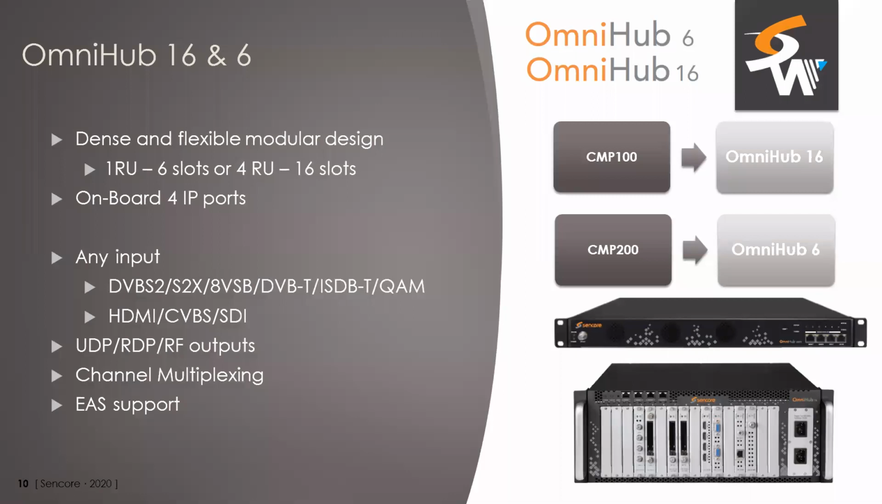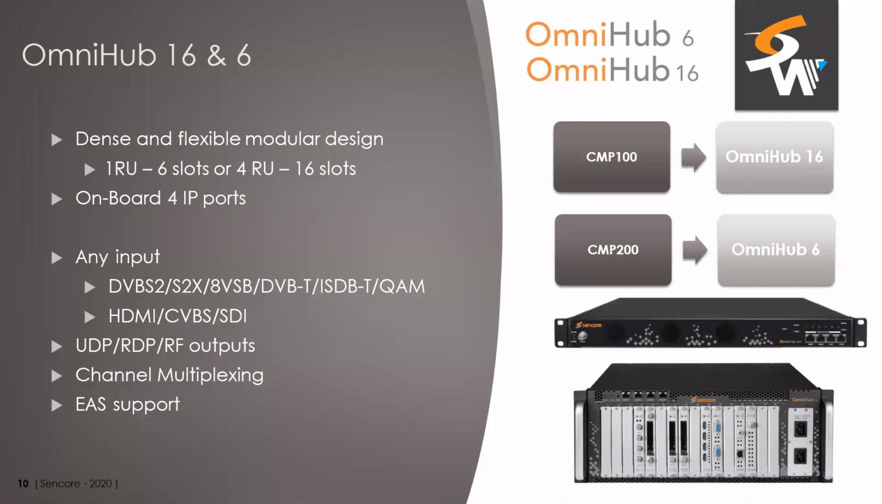OmniHub 16 and 6 is available in two very dense form factors. So a one RU version with the new name OmniHub 6, where we can fit up to 6 modules. And a 4RU chassis now called OmniHub 16 with up to 16 slots. So it's very easy to understand where we took the names from, right?